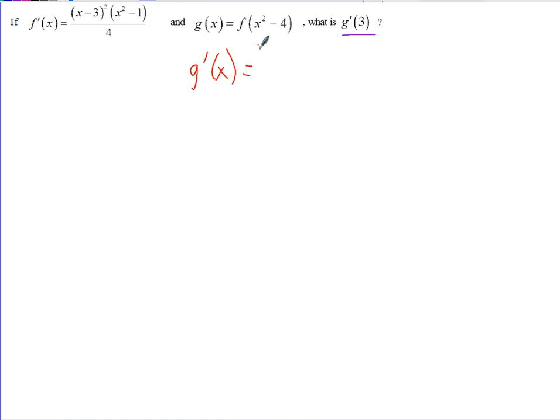G prime of x equals, well, notice here's a chain rule one, because f is a function on the outside, x squared minus 4 is inside. So you would first consider the outside. It's just a general function f, so you'd have to write it as f prime. We would do for g prime, the function x squared minus 4 stays the same. And then using the chain rule, times the derivative inside, so times.